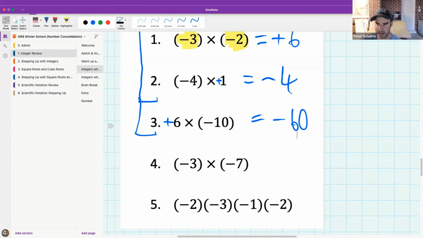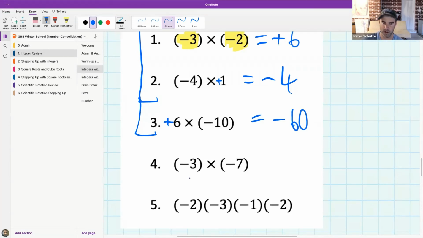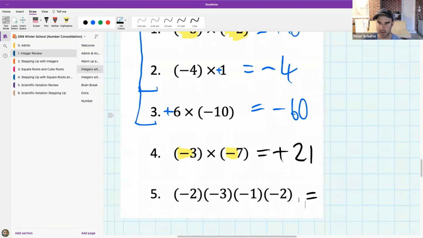Nice, Fukile. Nice, Sivanati. So again, we're looking at a negative times a negative, which ends up positive. And then what's 3 times 7? It's going to be 21. Okay, the last one's a bit tricky. You're going to have to work that out. Give me the answer.